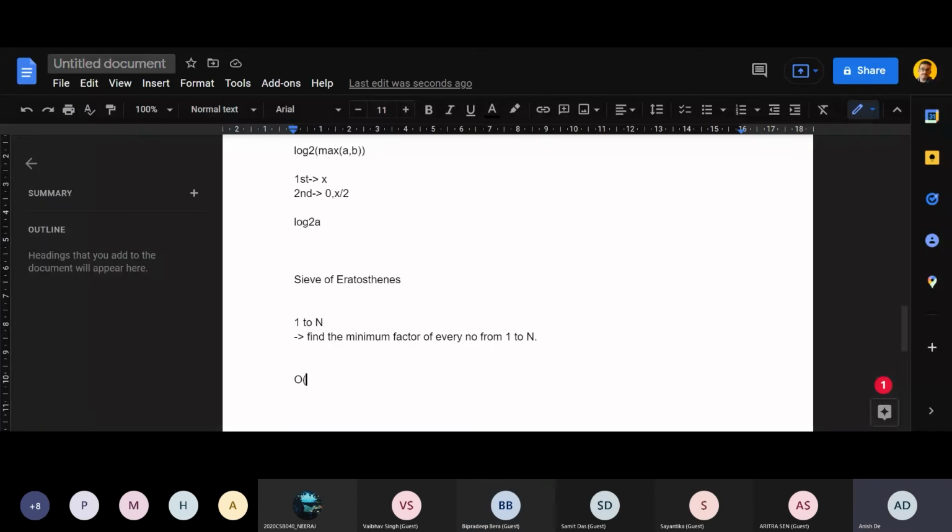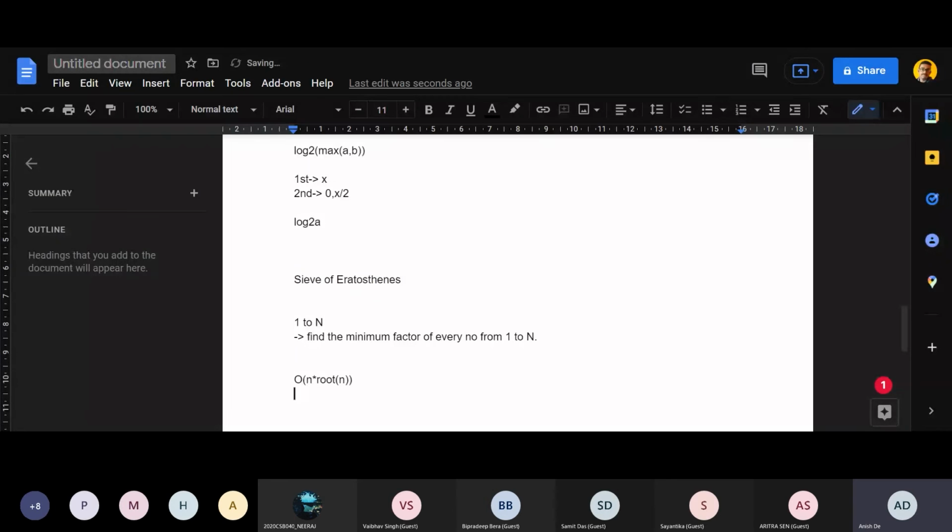Yeah, it should be n root n, because for every number we are taking root n, right? And if you have to find for n such numbers, it should be n into root n. So that is the naive approach, but we can do better using Sieve.